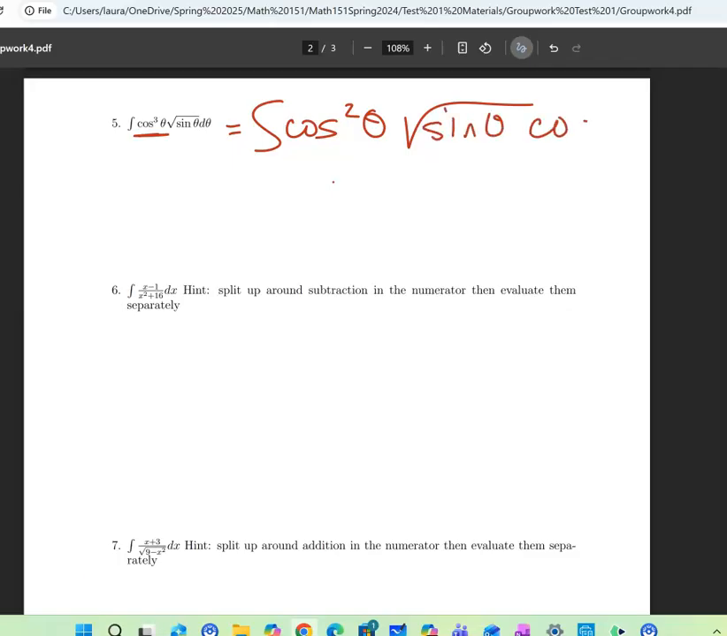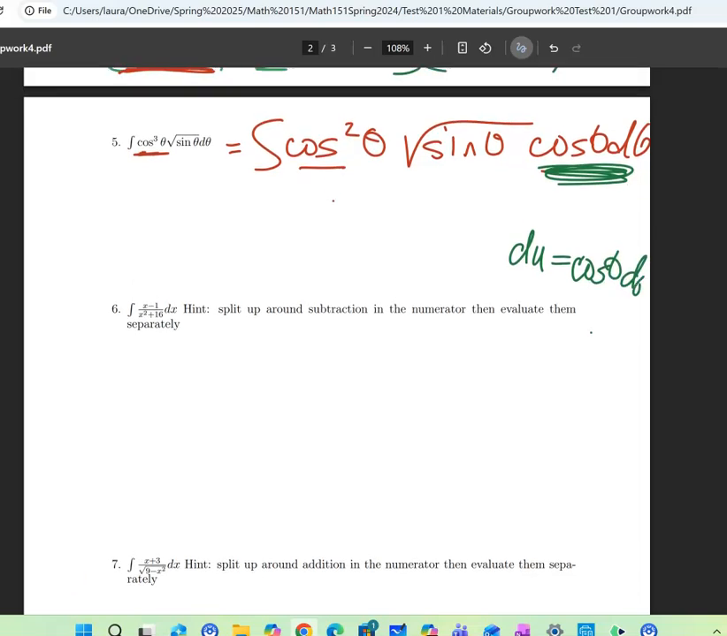And I'll put this cosine of theta d theta, right? Because cosine cubed is cosine squared and a cosine. Hey, wait a minute. Couldn't that make a good du? And if du is cosine, doesn't that mean u is sine? Oh, look at that. u is sine. That would take care of this. How am I going to deal with this guy?